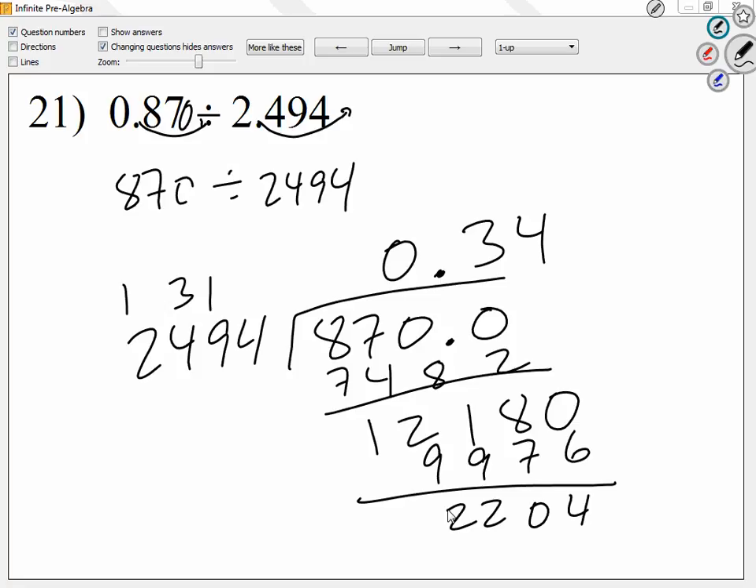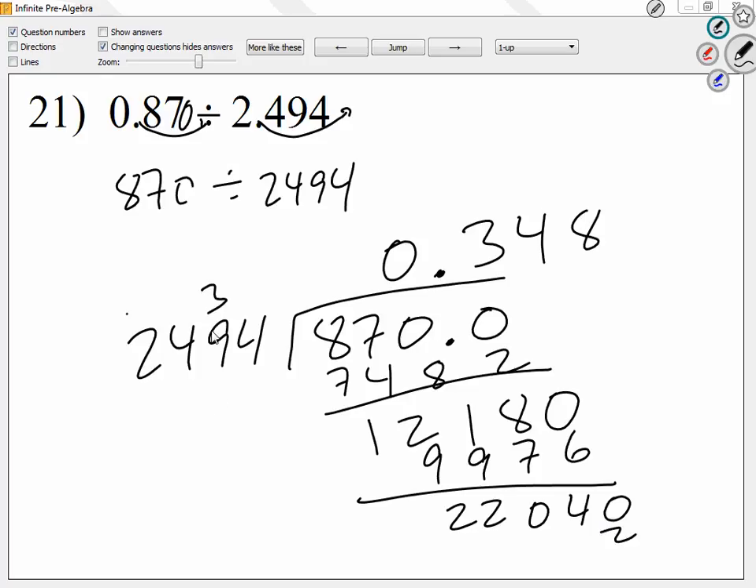$2,204. To continue, add a 0. So then I'm thinking 2,494 into 22,040. Try what, like an 8? I said try it. If it works, great. If not, try again. 8 times 4 is 32.